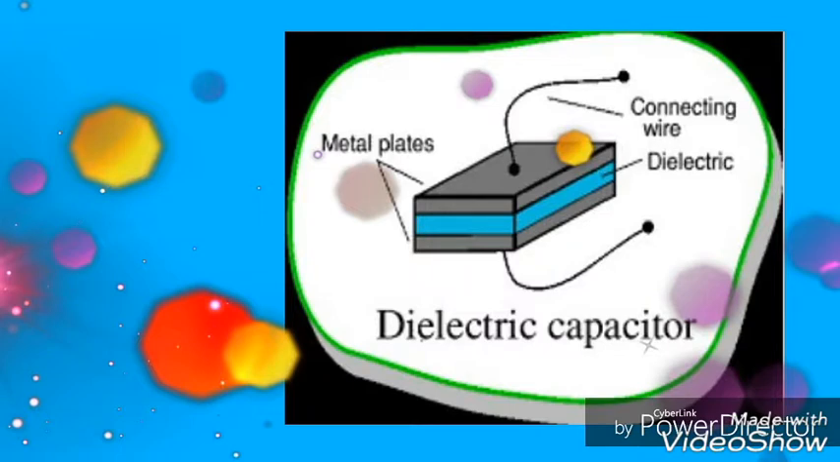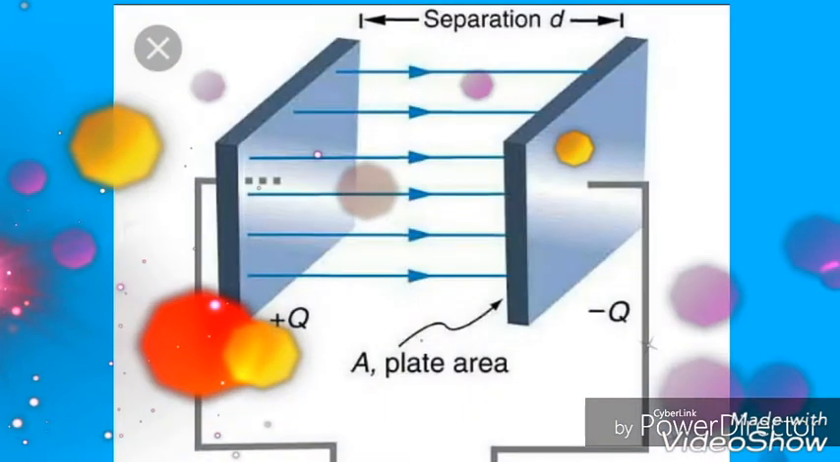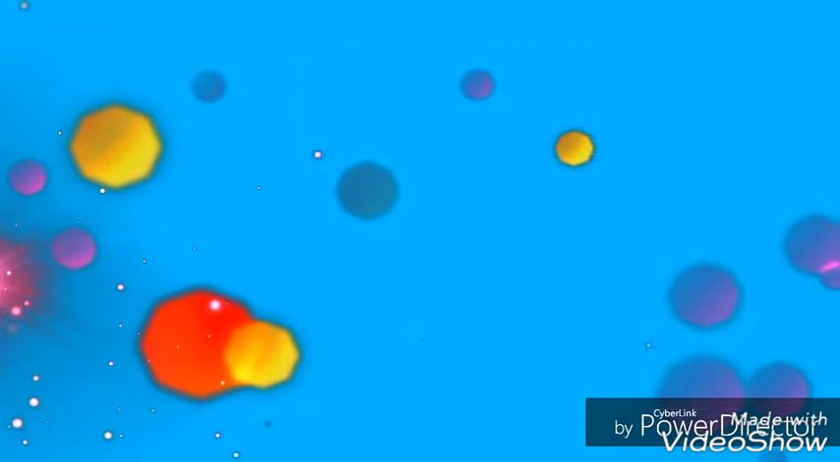But here's a bonus of inserting a non-conducting material between the plates of a capacitor: it will always increase the capacitance, as long as the area and separation between the plates of the capacitor do not change. Do you know the name of these non-conducting materials? It's a dielectric.